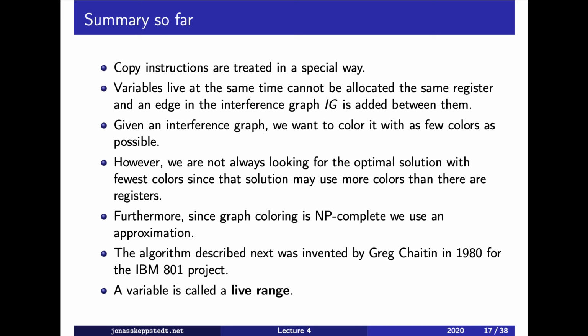What we will use is instead an approximation, a heuristic algorithm, which was invented by the IBM mathematician Greg Chaitin. He was recruited for this project, the first RISC project, because they needed a better register allocator than the somewhat ad hoc one which was used before, not only by IBM but by many other compilers as well.